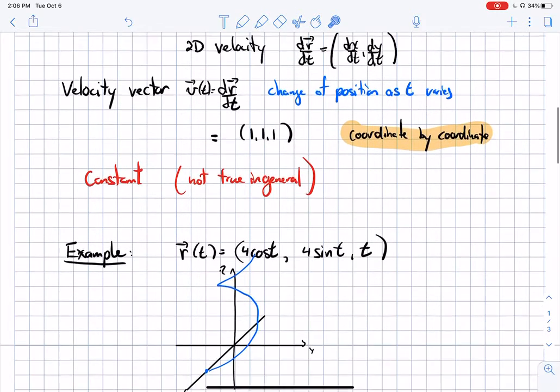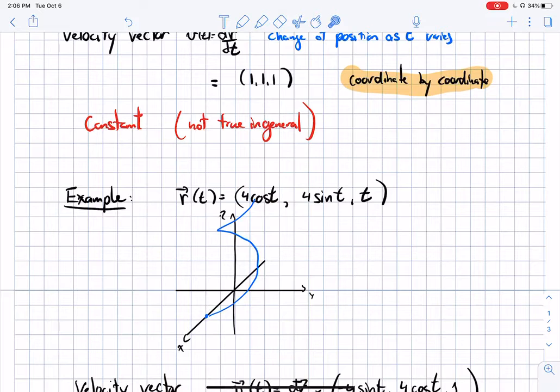Let's do an example that's slightly different. This is actually the example of a spiral. There are several spirals, but here's one. The position x is 4 cosine t, so at time 0, x equals 4. y(t) is 4 sine t, so at t equals 0, it's 0. And z is simply t.